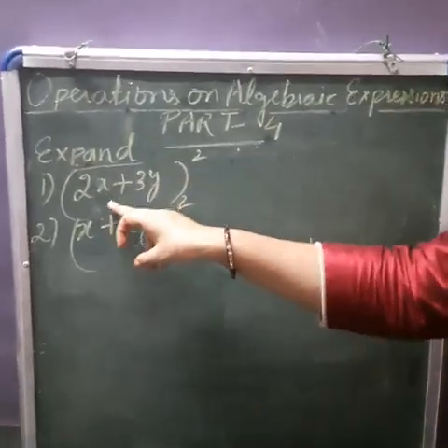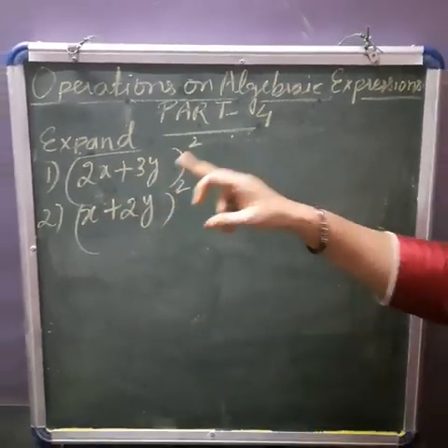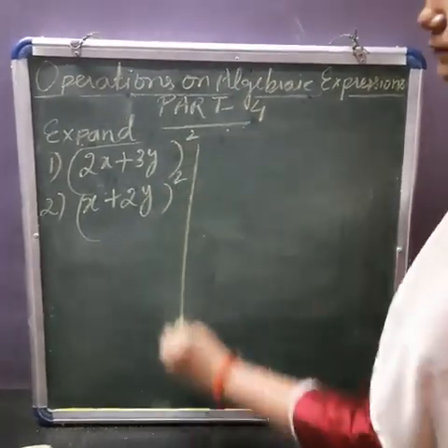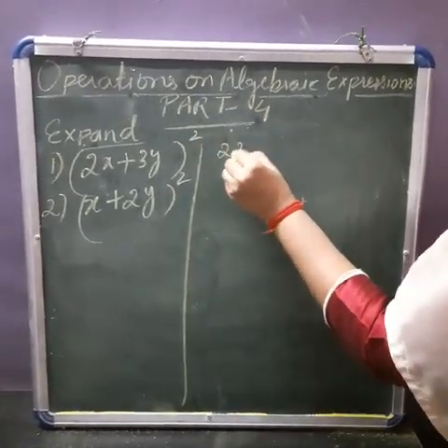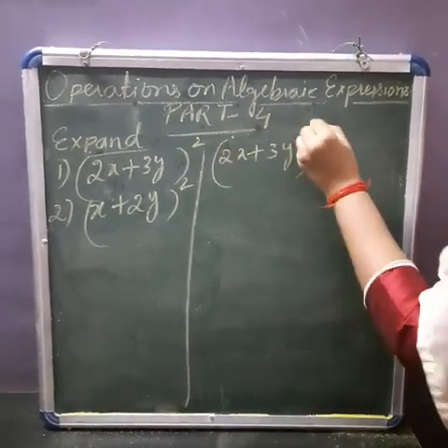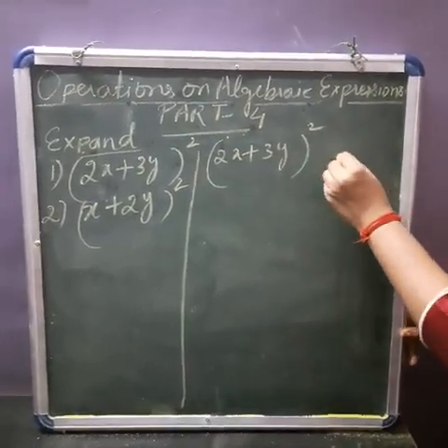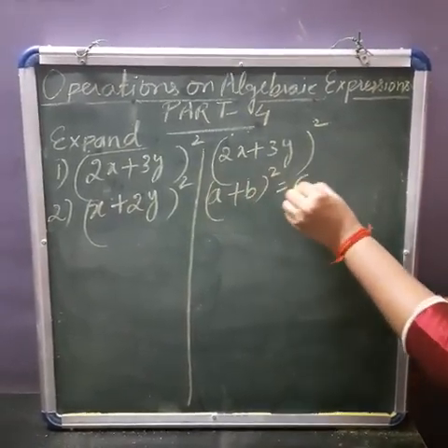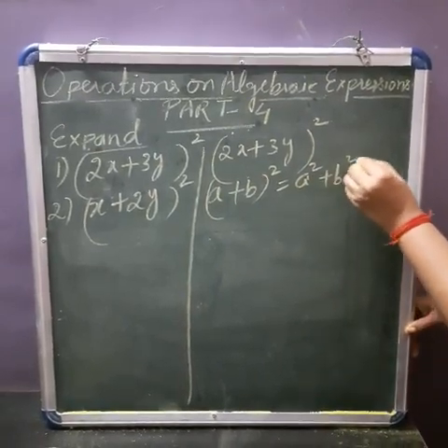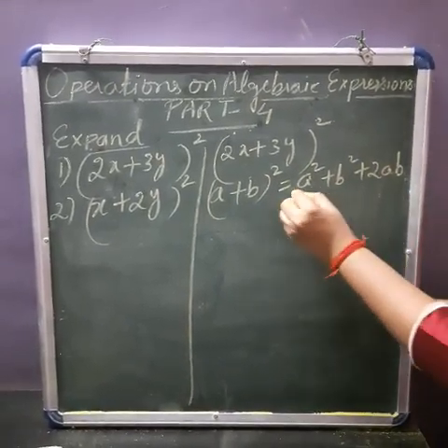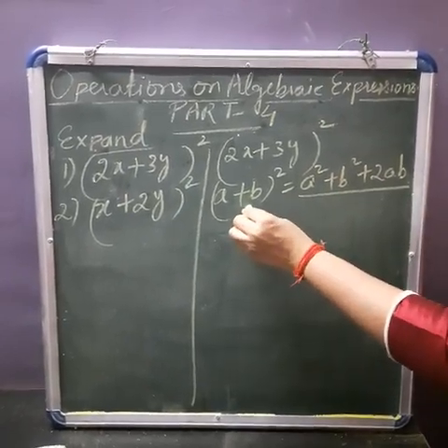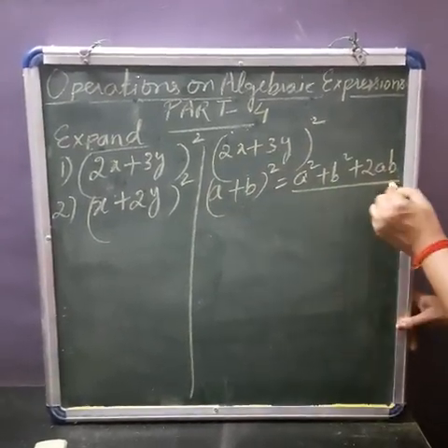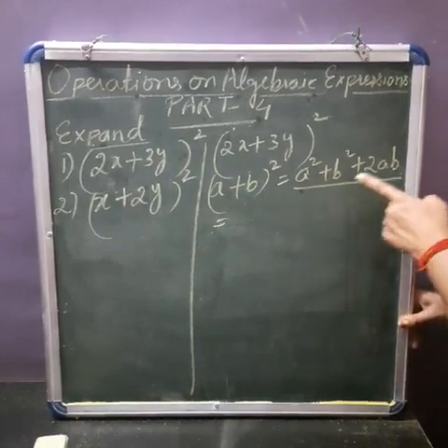If you have this type of question like (2x + 3y) whole square and you have to expand it, then how will you solve it? Now for question number 1, we have (2x + 3y) whole square and we have to expand it. So here we will use the identity (a + b) whole square is equal to a square plus b square plus 2ab. This side is the expansion of this bracket. So this side we have in the form of (2x + 3y) whole square. Now we will expand it in the form of a square plus b square plus 2ab.